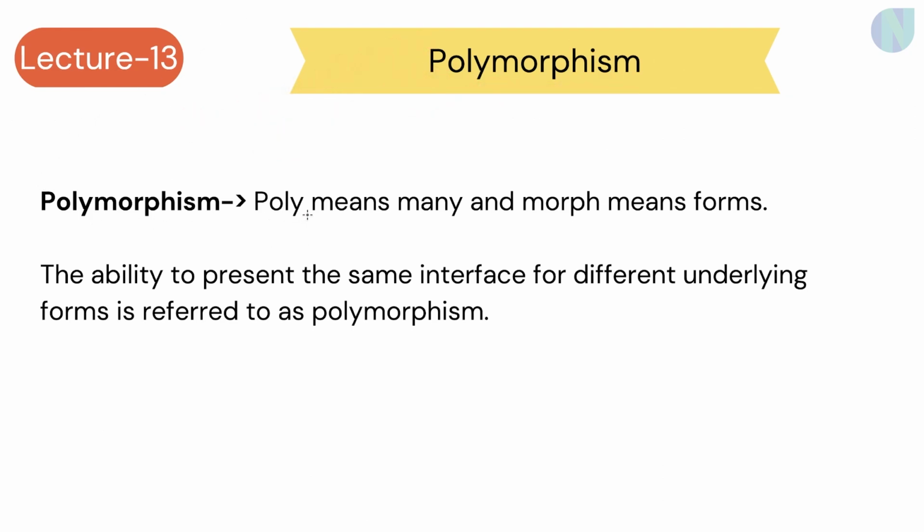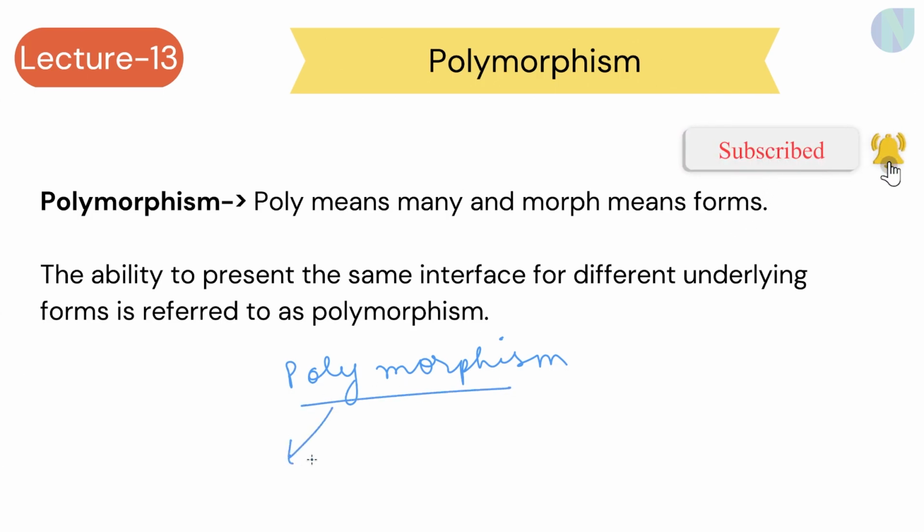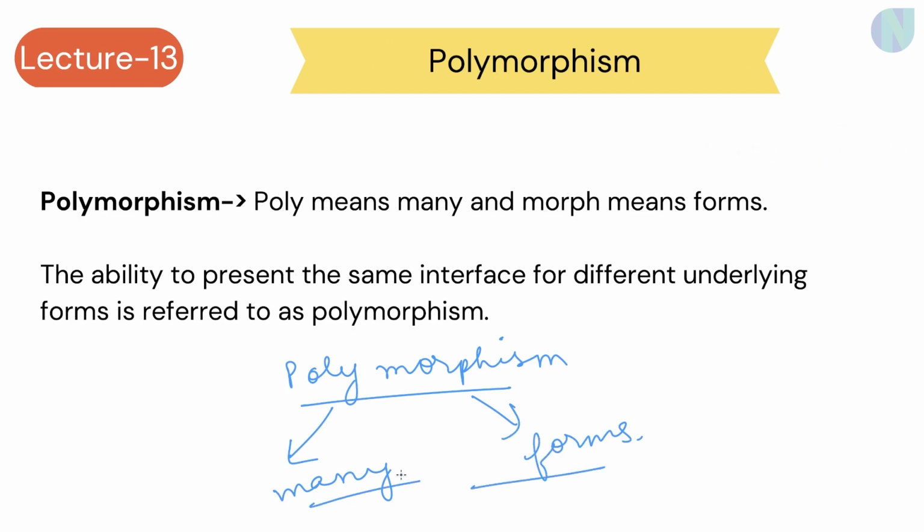Polymorphism is made up of two words. First is poly, that means many, and morphism means forms, so something which has many forms. Polymorphism is the ability to present the same interface for different underlying forms.